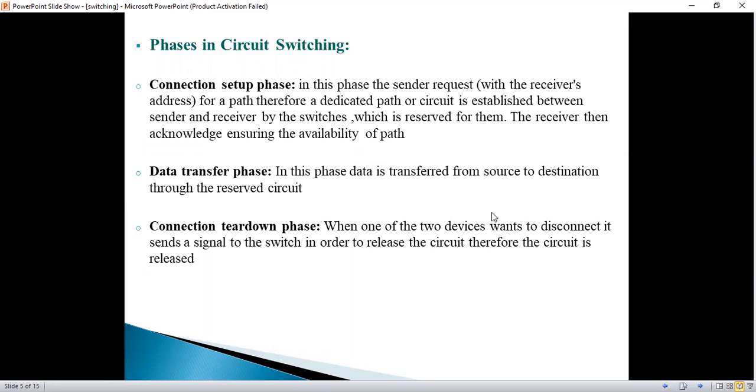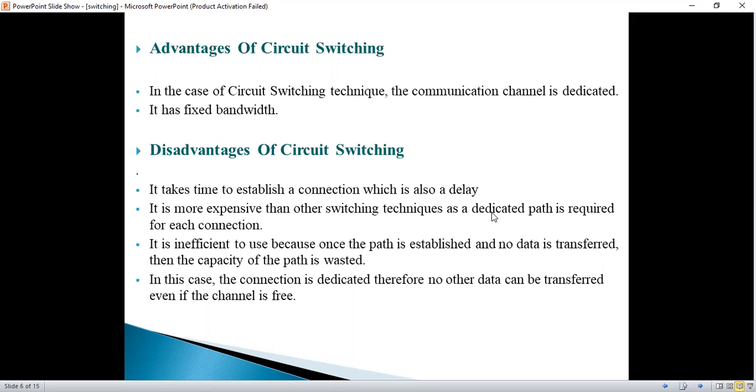Then when the data is transferred from node A to B, that is data transfer phase. And when the data transfer is ended, they do not need to send any data now. When they release that circuit, so it is called the connection tear down phase, right? So it has some advantages and some disadvantages also, right?